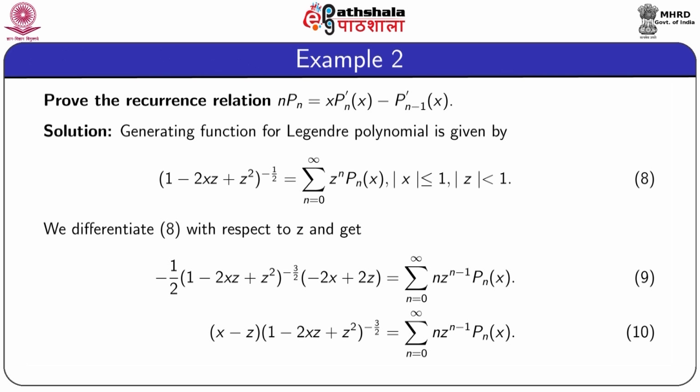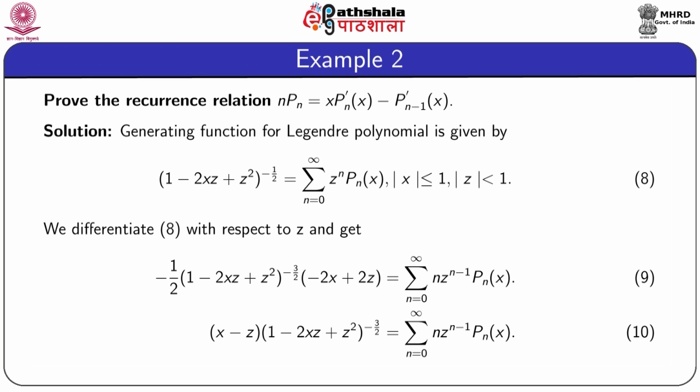Let us come to the second recurrence relation, where you have to prove n P_n is equal to x P'_n minus P'_(n-1), where dash represents the first derivative of P_n(x). As usual, we take the generating function for Legendre's polynomial given by equation number 8.